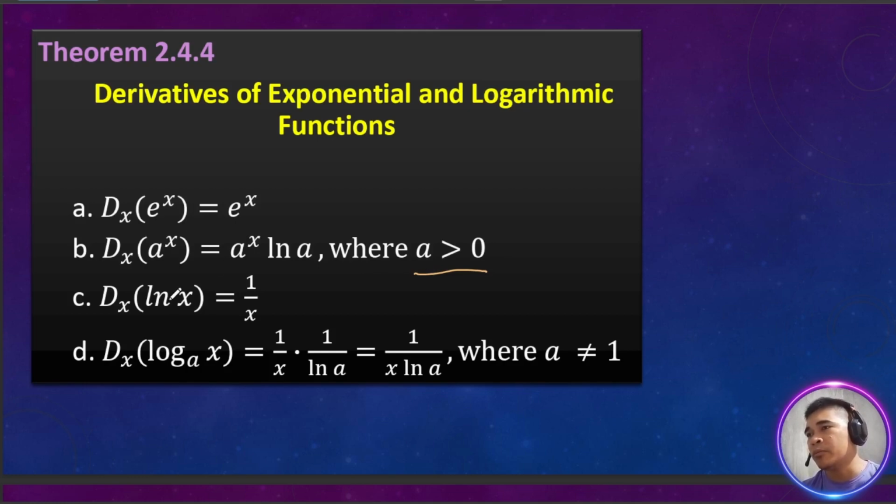Next is the derivative of ln x is equal to 1 over x. And lastly, the derivative of logarithm of x, the base of a, is equal to 1 over x times 1 over ln a, equals 1 over x ln a, where our a is not equal to 1. So that is the condition. So we have to remember this. Now, you cannot memorize this one, but you can familiarize by constantly doing practice and solving the derivatives.